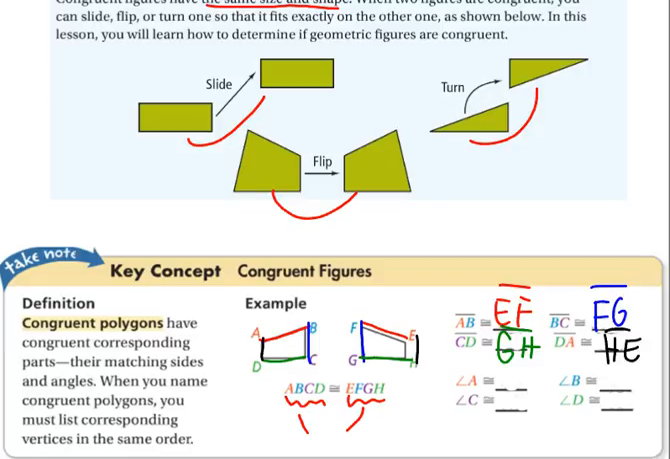Now angles are pretty straightforward. Angle A goes with angle F. Angle B with angle... I lied, reverse. Angle A does not go with angle... Oh, look at that, there they all appear, perfect. Angle A goes with angle E. Angle B goes with angle F. Angle C goes with angle G. And lastly, angle D goes with angle H.